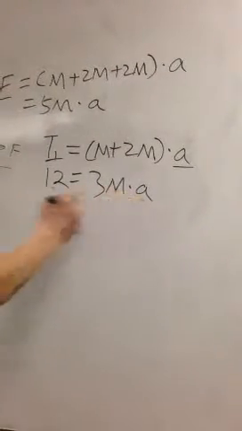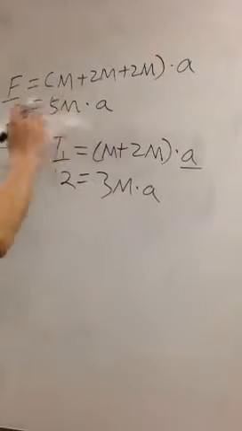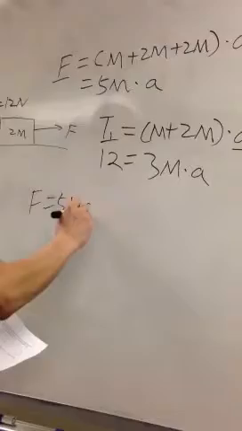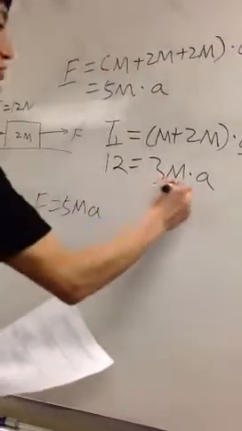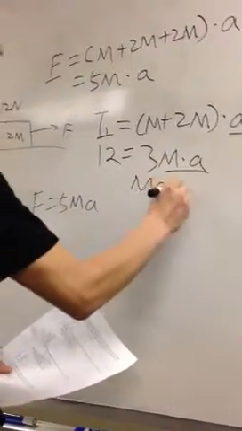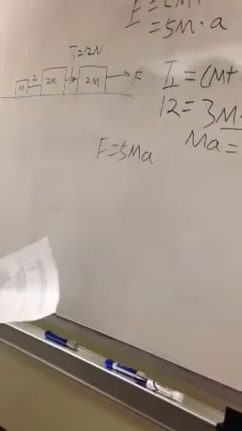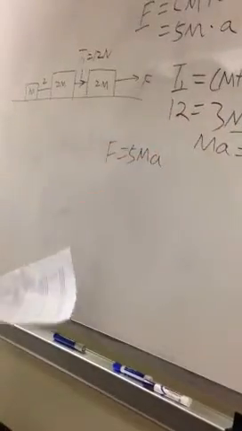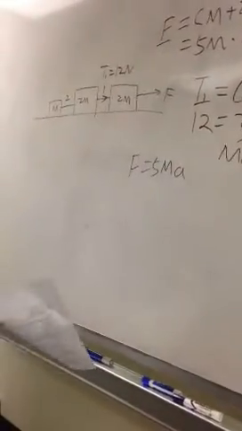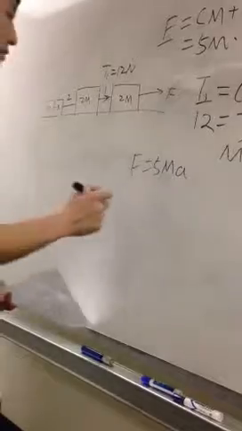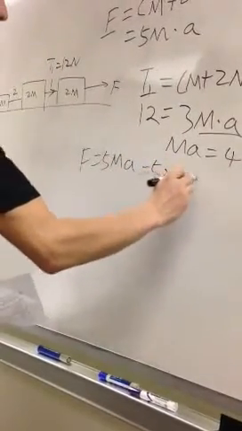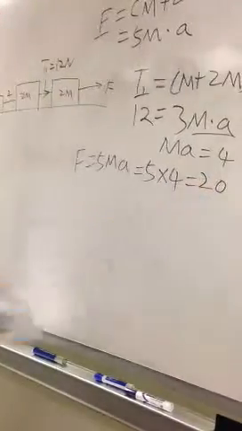So from this, you can just solve the problem. F equals 5MA. From this we know MA is equal to 4, right? 12 equals 3MA, so MA equals 4. Okay? 5 times 4 is 20.